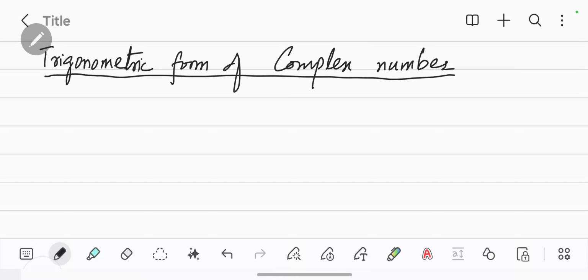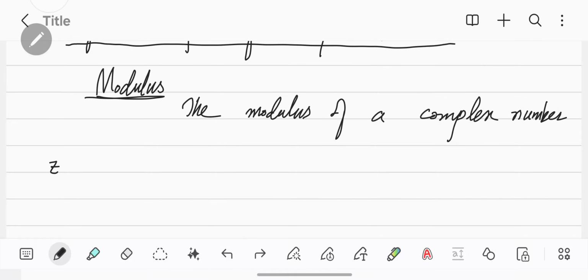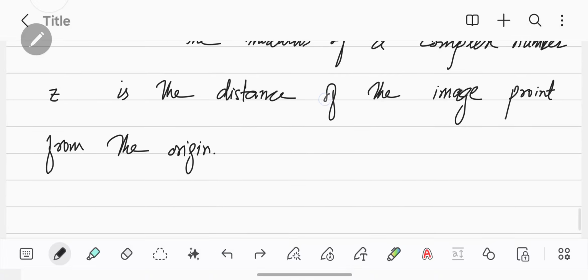Hello, in this video we will talk about the trigonometric form of the complex number. In order to define it, we have to define some terms. So first of all, we will define the modulus. The modulus of a complex number z is just the distance of its image point from the origin.